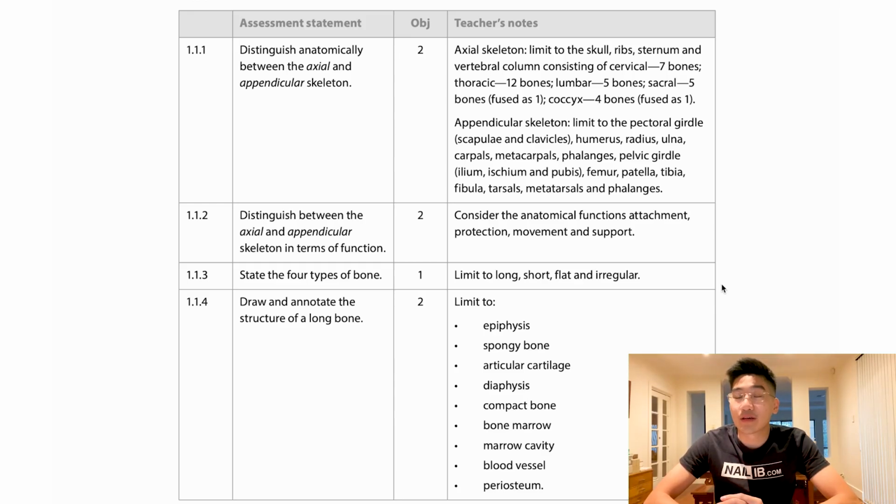And so we're going to consider the anatomical functions of attachment, protection, movement, and support. And I'll talk about what all of these mean in a tiny bit. In addition to that, we're also interested in looking at learning objective 1.1.3, which is to state the 4 types of bones. And these include long bones, short bones, flat bones, and irregular bones. So let's dive right in.